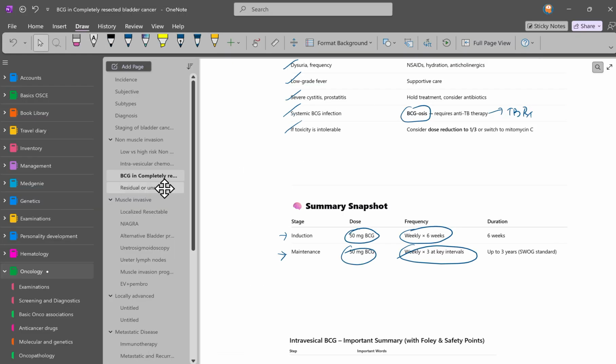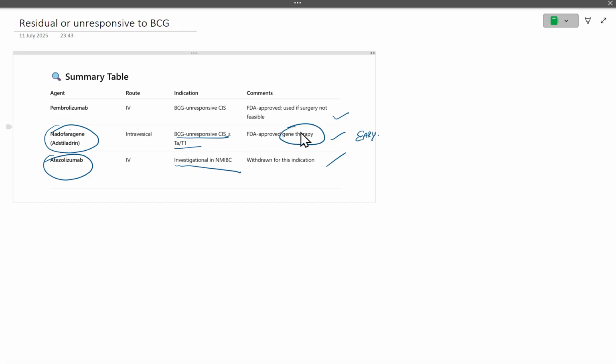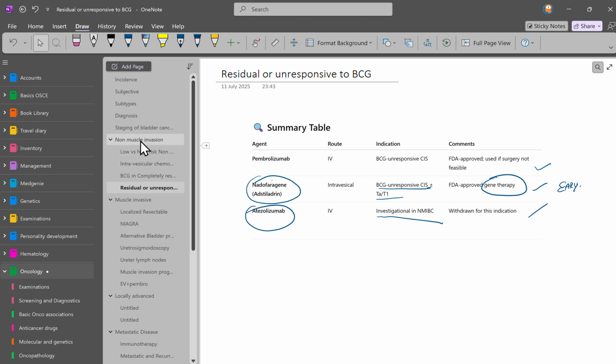So that's how you manage non-muscle invasive bladder cancer. You can also use pembrolizumab, nadofaragene, and other agents, which are being studied actively. Nadofaragene firadenovec is an intravesicular FDA-approved gene therapy for BCG unresponsive carcinoma in situ, which we will discuss later. But overall, this is how you manage non-muscle invasive bladder cancer, that is Ta, Tis, and up to T1, but not from T2 onwards. From T2 onwards, muscle invasive, we'll talk in the next video. Thank you.